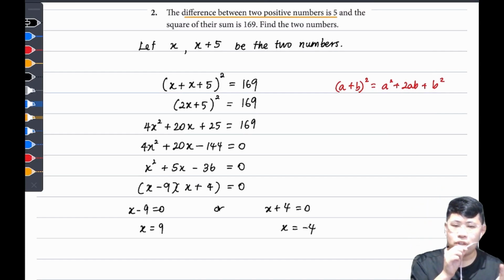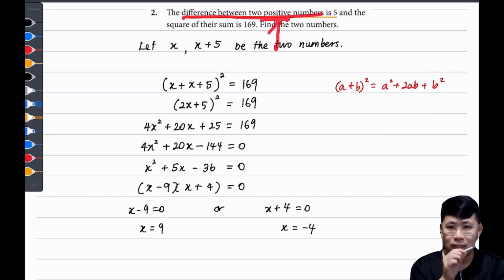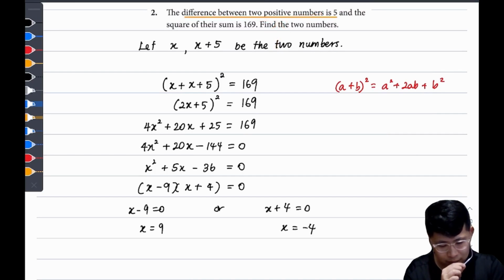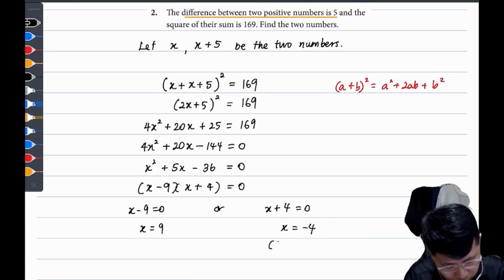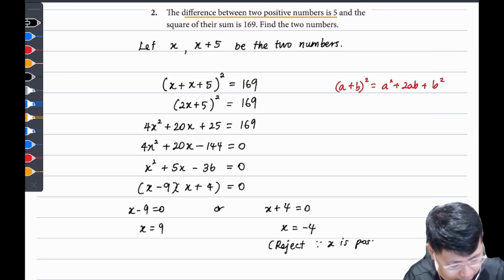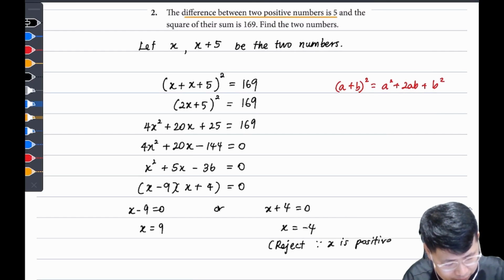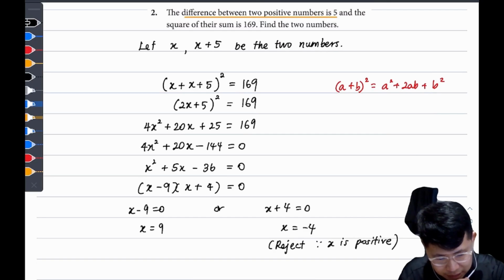Now check again, let's read again. We are having two positive numbers over here. You see this? 9 is a positive number. This is not a positive number, so we need to reject it, because x should be a positive number. So over here, x equals 9.